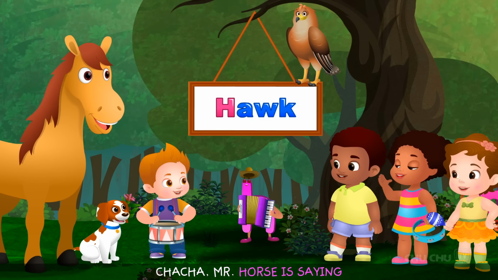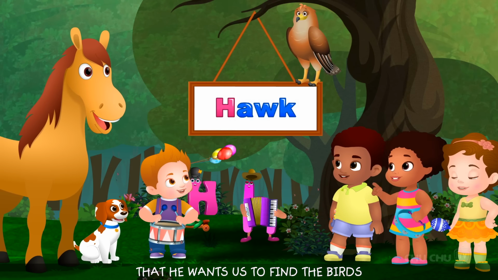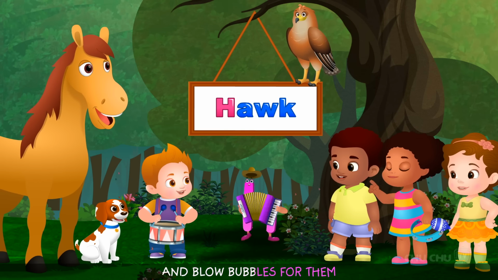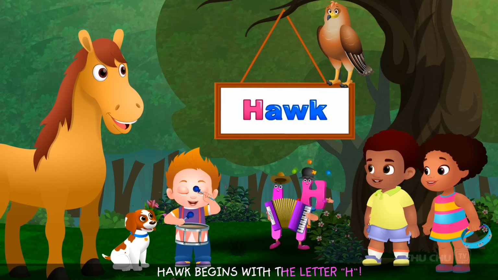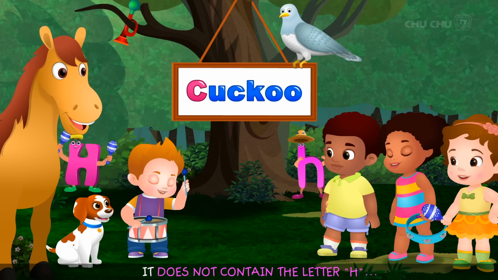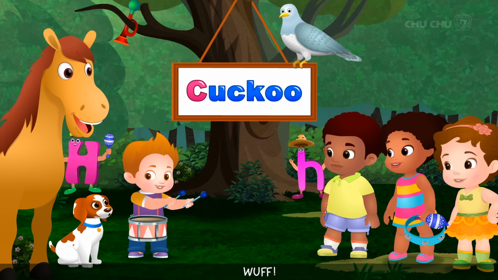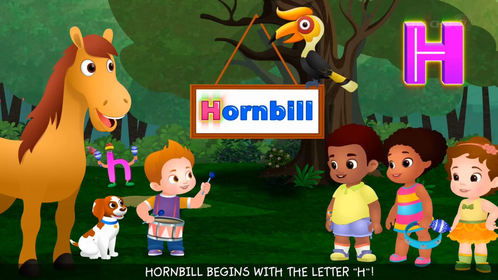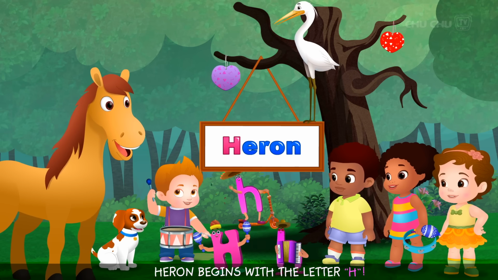Cha-cha, Mr. Horse is saying that he wants us to find the birds whose names have the letter H in them and blow bubbles for them. Yes, Huck begins with the letter H. It's a cuckoo. It does not contain the letter H. Let's move on. Woof! Hornbill begins with the letter H. This is a heron. Heron begins with the letter H.